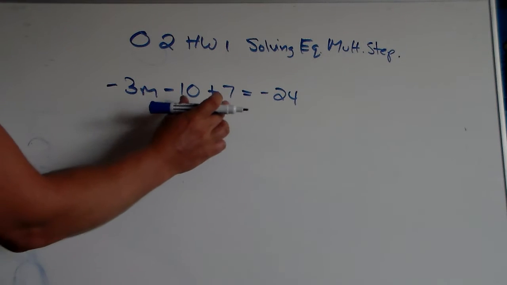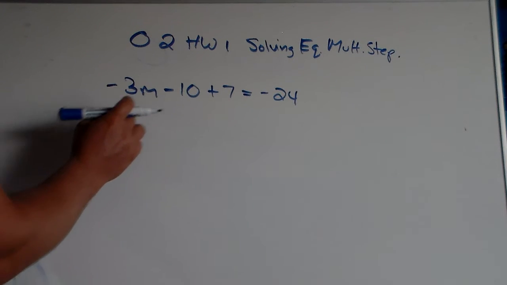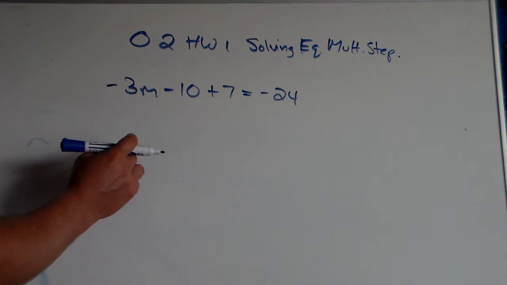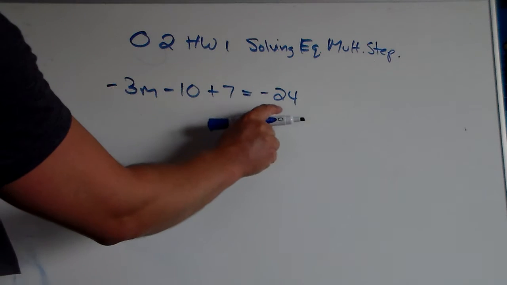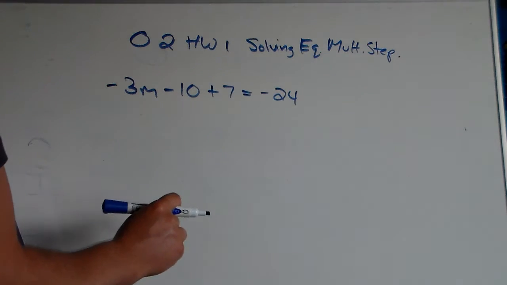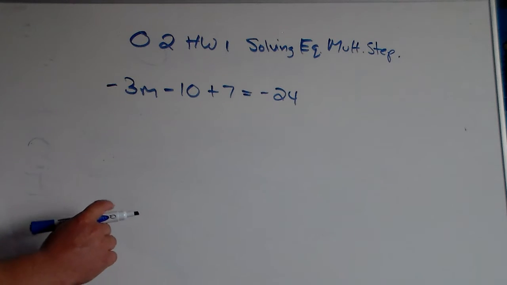What we have to do is combine our like terms. So we look at everything on the left-hand side of the equal sign. Ask yourself, is there anything we can combine? And then we also do the same thing on the right-hand side. But this is an example. We just have a negative 24 on the right side. So we don't have to worry about anything on the right side just yet.